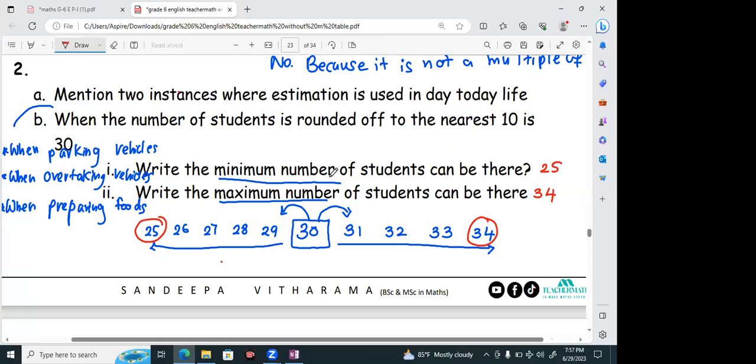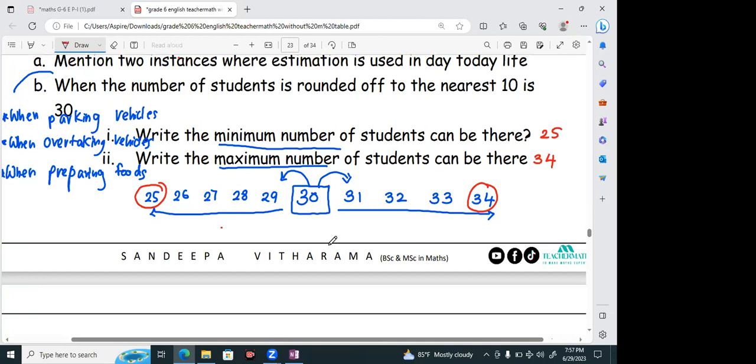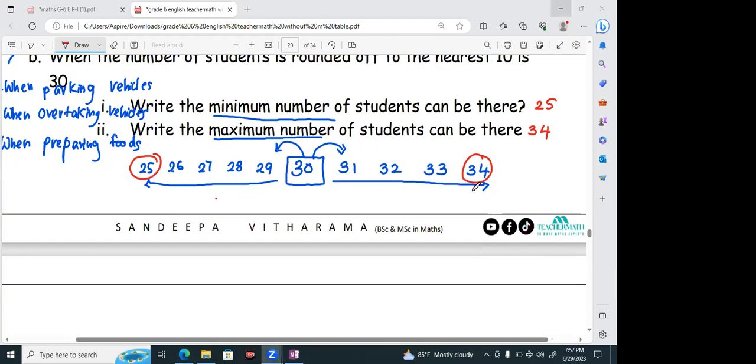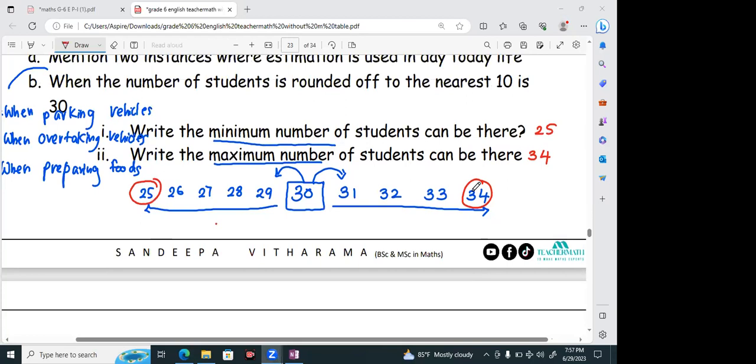Did you understand this part? Yes, teacher, madam. Boys, Minuga, Chirana? No, teacher. Did you get this one? Yes, madam.